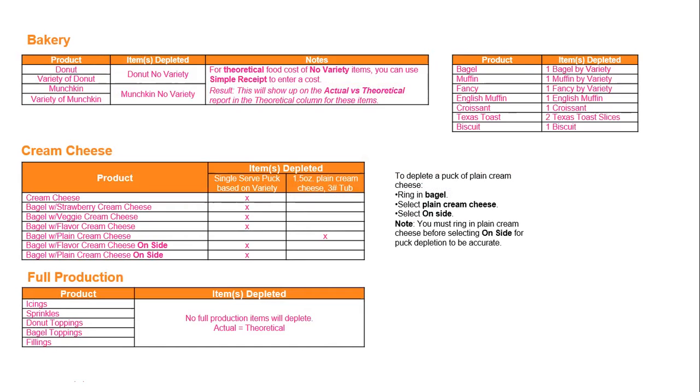So same thing with munchkins. They're going to deplete munchkin no variety. So that's how they're going to deplete your bakery items in the system.